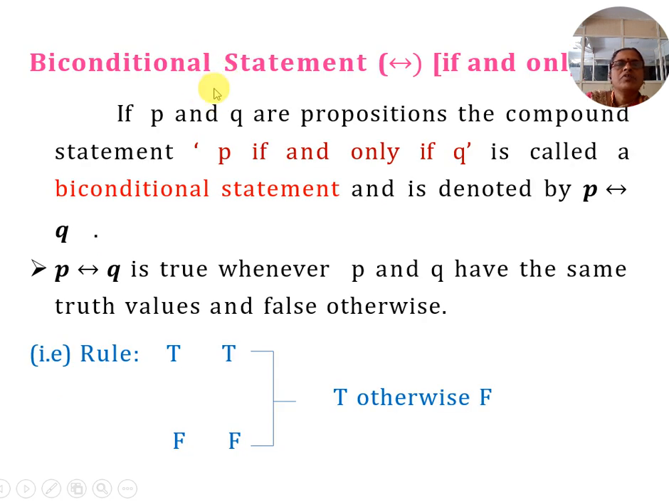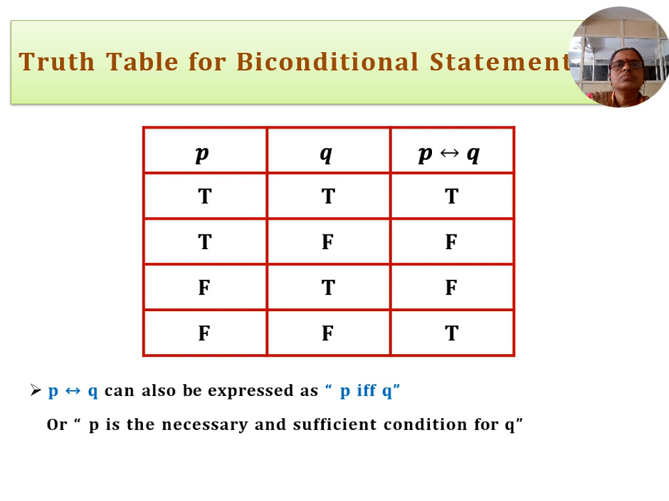Biconditional statement, if and only if. If P and Q are two propositions, then the compound statement P if and only if Q is called the biconditional statement, which is denoted by the notation. P if and only if Q is true whenever P and Q have the same truth values and false in other cases. The truth table is shown here. T, T, T. When both are false, it means true. When both are true, it means true. In the other two cases, it will have the truth value false.